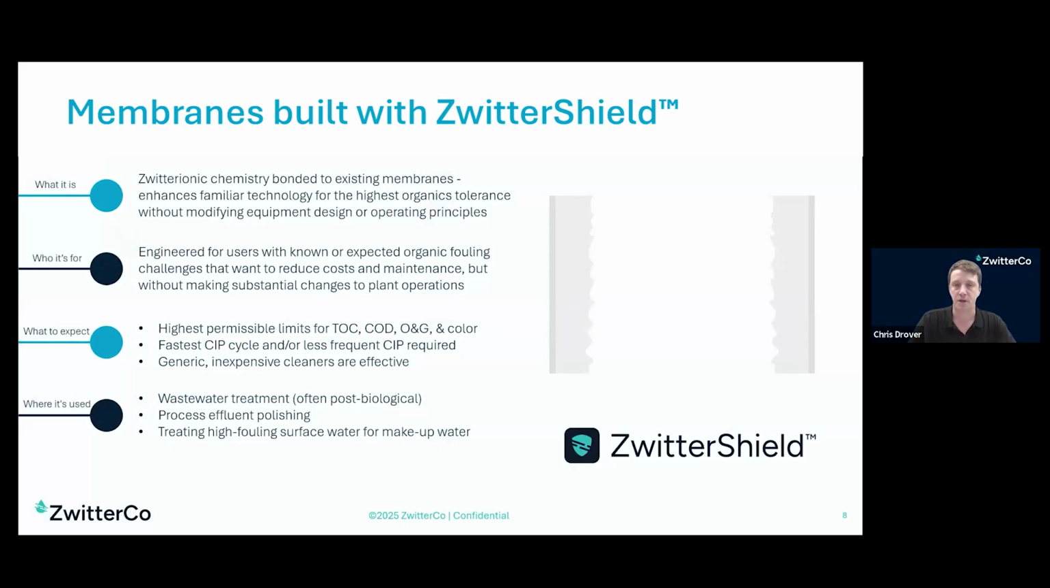challenging water quality. We realized that with the chemistry we've developed, we had what we needed to engineer a new version of the technology that leverages the zwitterionic materials to improve the performance of a conventional membrane. We developed ZwitterShield for these use cases. ZwitterShield is a permanent zwitterionic protective chemistry that's bonded to a normal membrane and dramatically improves its resistance to organic fouling.